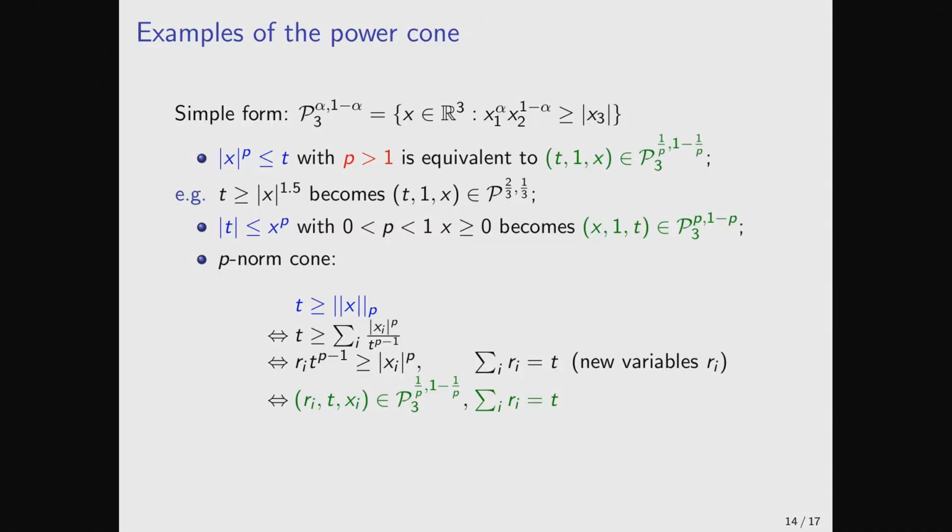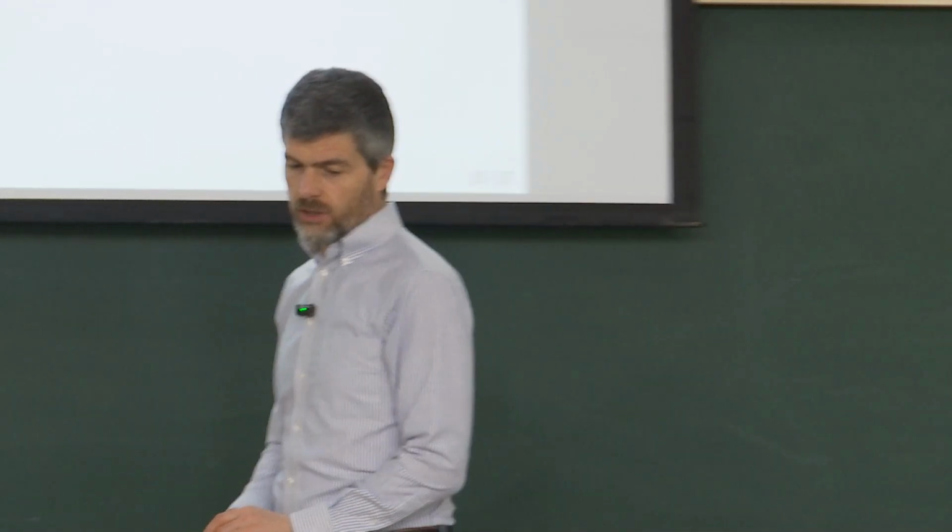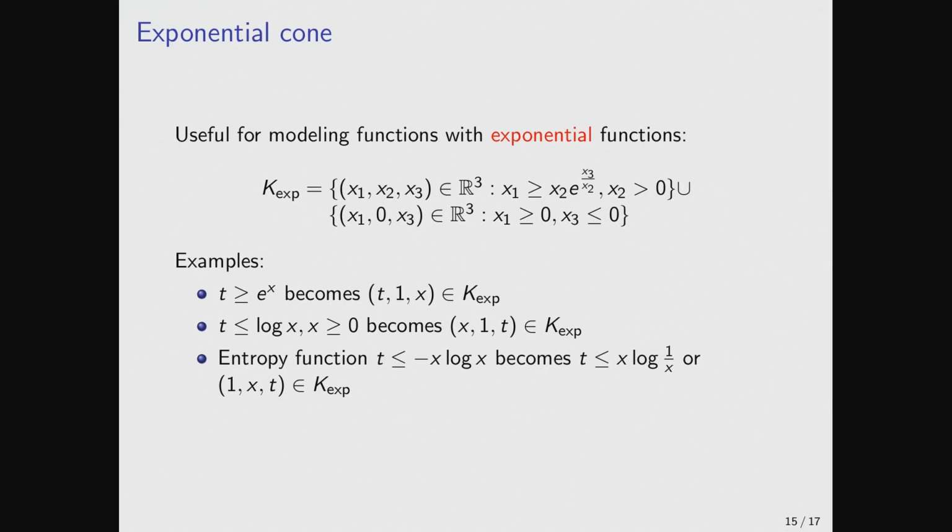The p-norm cone can be reformulated as a power cone by adding new variables Ri and a new constraint that says the sum over i of Ri equals t. Another nice type of cone with the same opportunities as all the other cones is called exponential, and this time it doesn't entail polynomial or quadratic inequalities. It needs to use the exponential function.